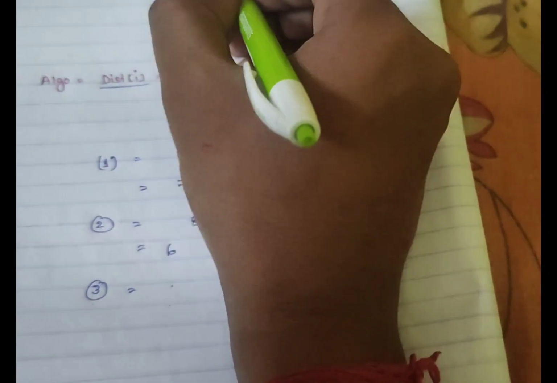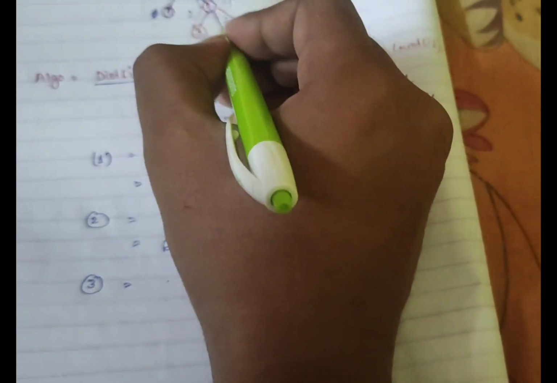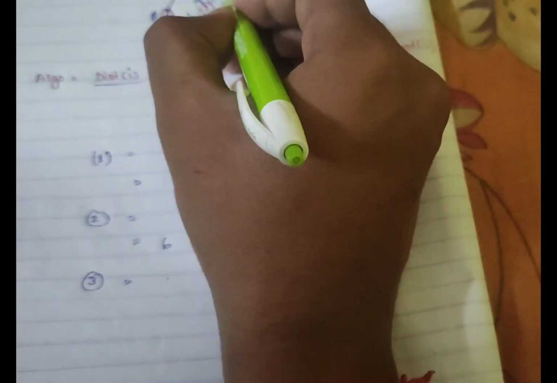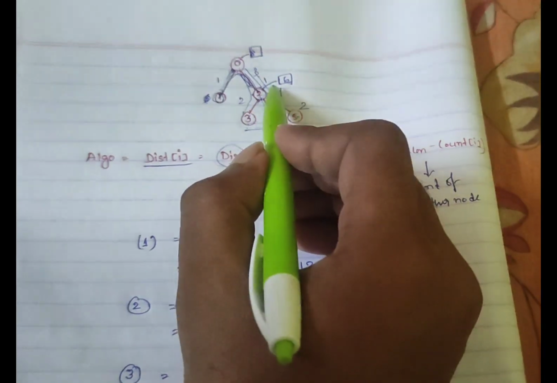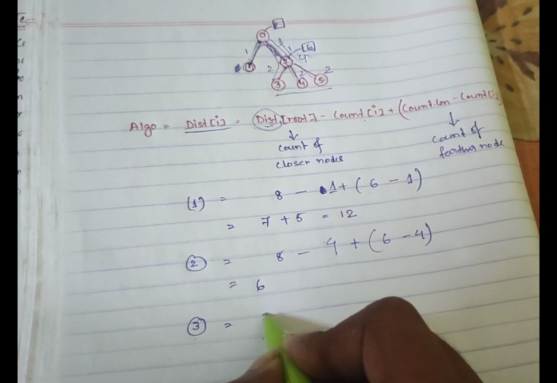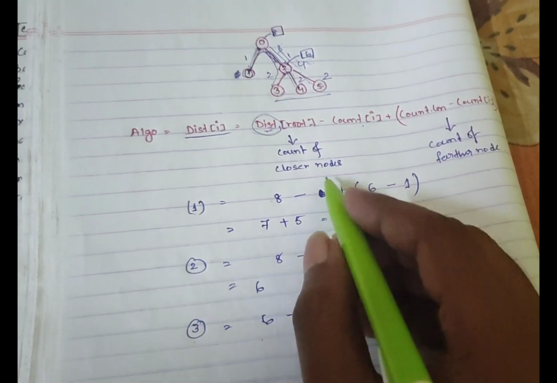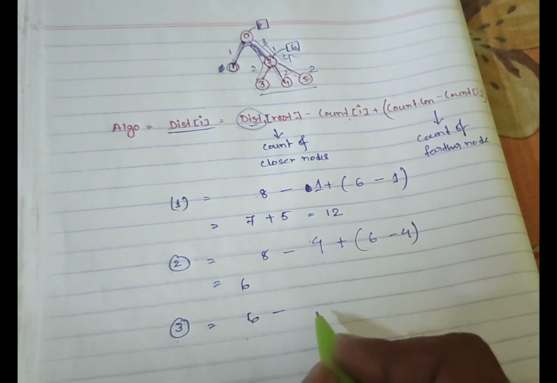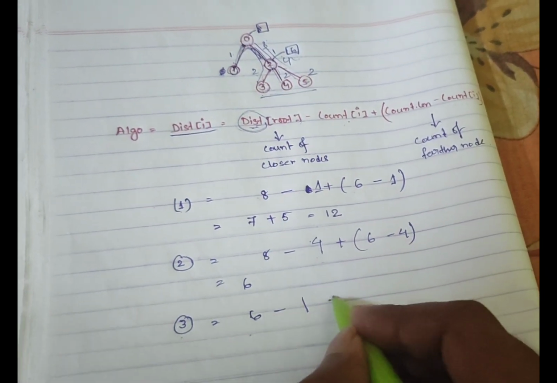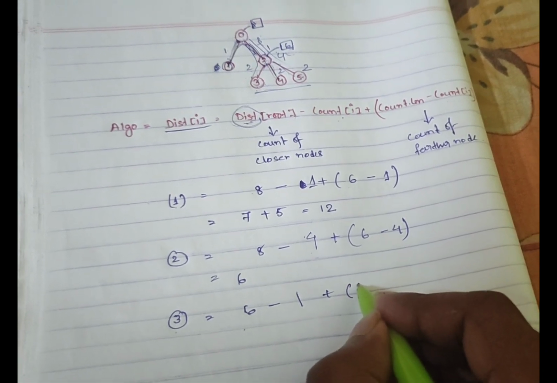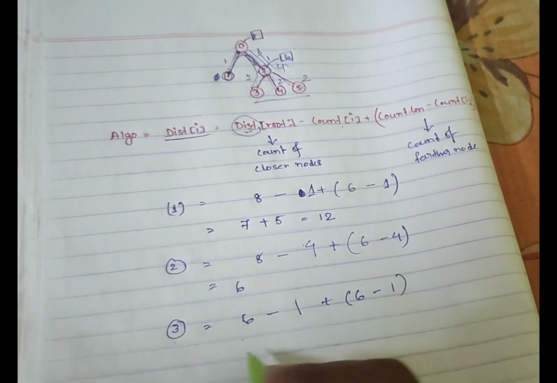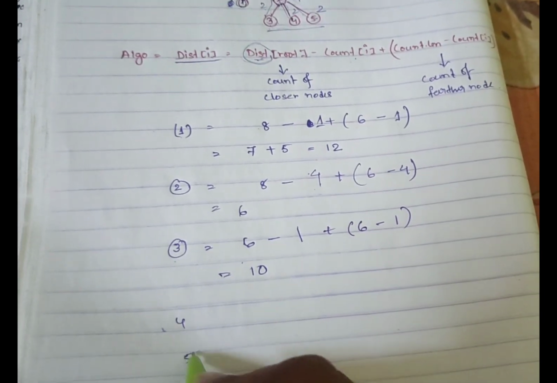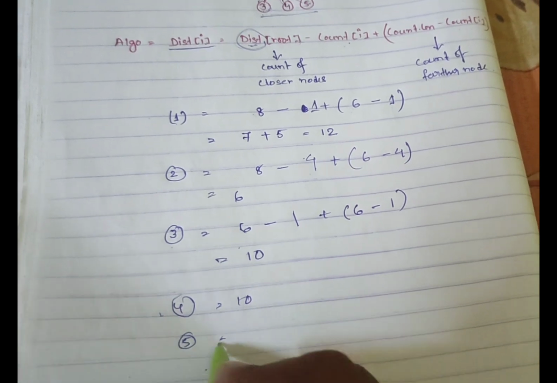1 plus 2, that is 3 there, and then 1 1 1. So this is 3, so 3 plus 3 is also 6. So distance root is 6 minus count of I is what? For 1 right now, so 1, and plus total length is what? 6 minus count of I is what? 1, so this is also 10. For now for 4 and 5, so 4 is also 10, 5 is also 10.